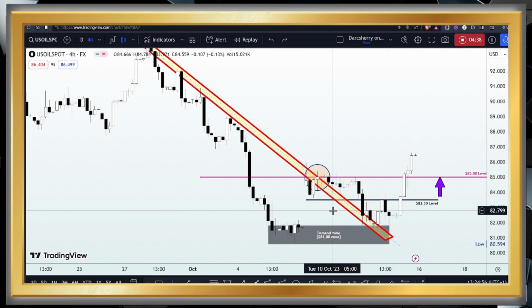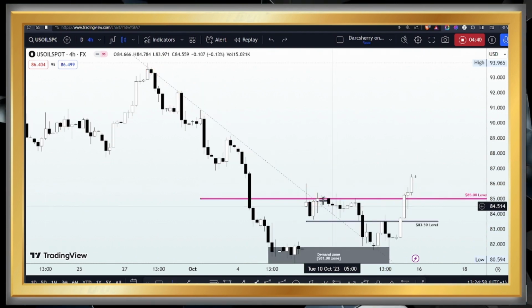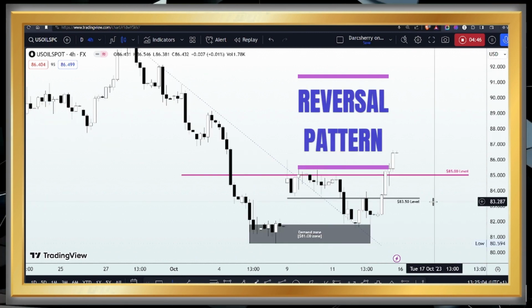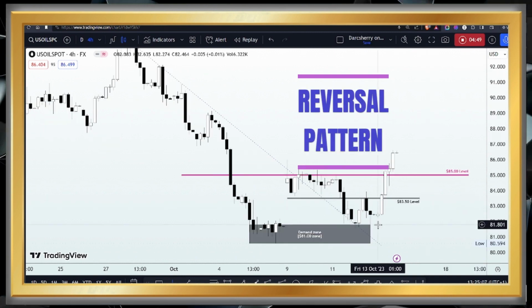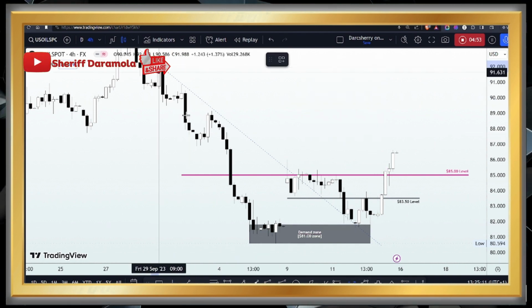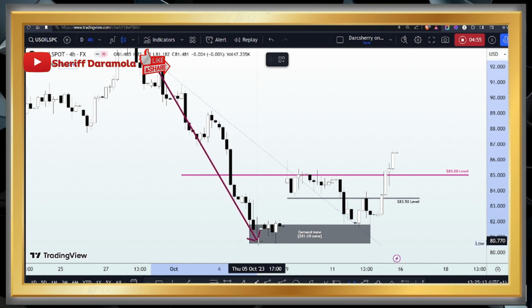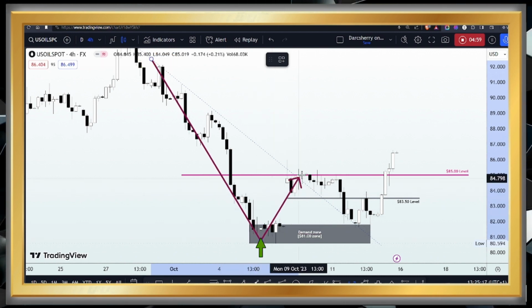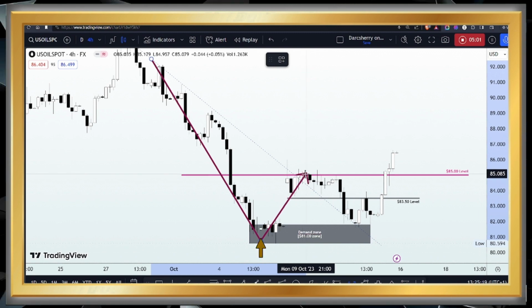Now, in addition to that trend line, here is a key significant pattern, which is a reversal pattern in the form of a double bottom structure. Now, if you look at the impulsive move that started this month, we saw how price came back into the $81 area, tested it, and came back into the $85 level.